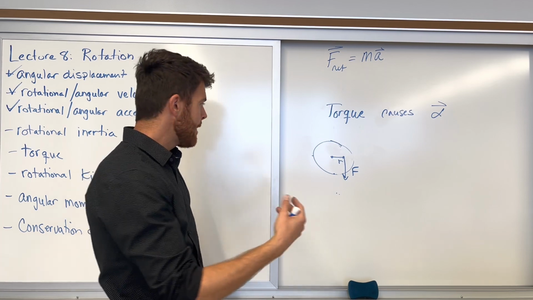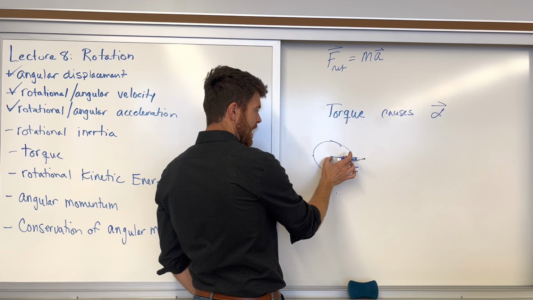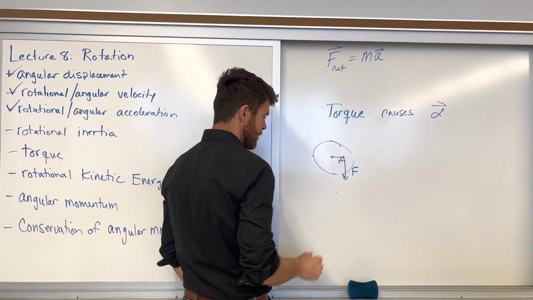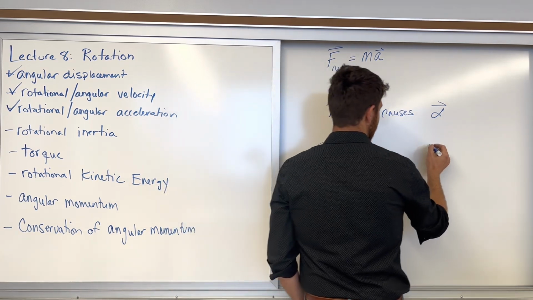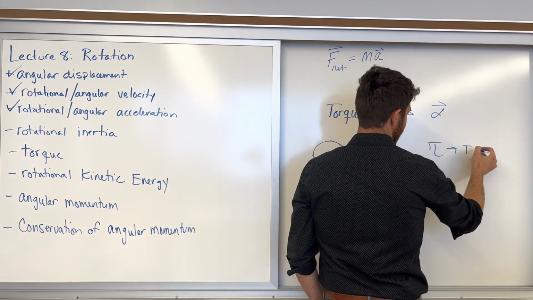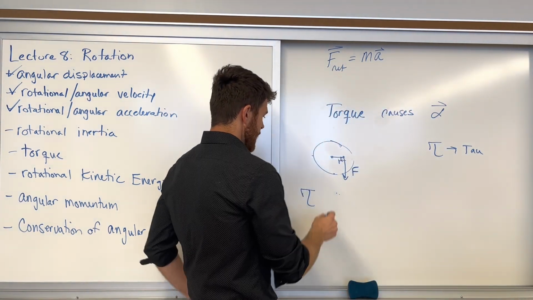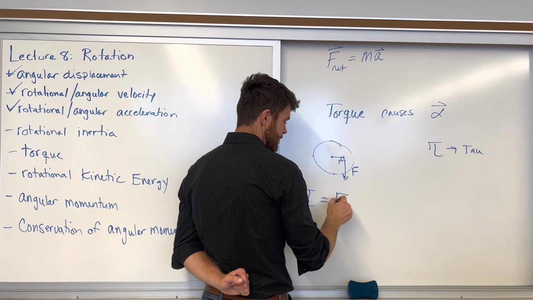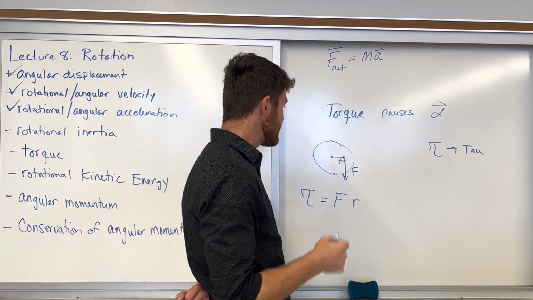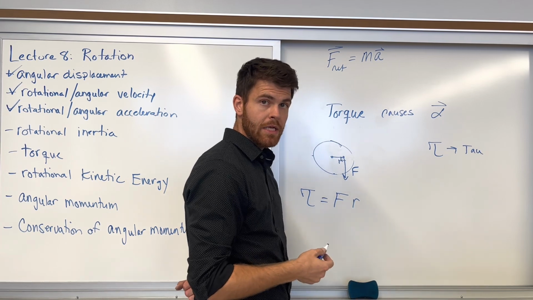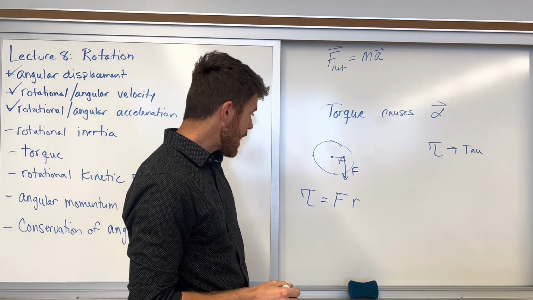and that force has to have a component that's perpendicular to the line that connects the rotational axis to the force. And so torque, we use the capital Greek letter tau to represent torque. It's equal to the product of the force applied and the lever arm. R is the lever arm. That's the distance between the axis of rotation and the point at which the force is applied.